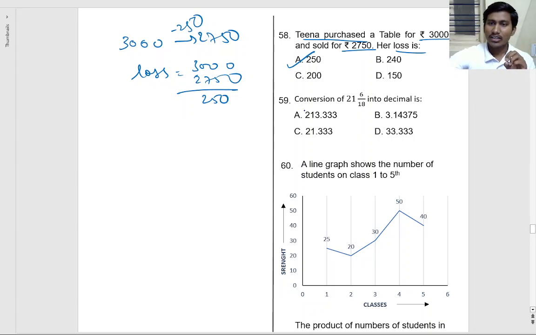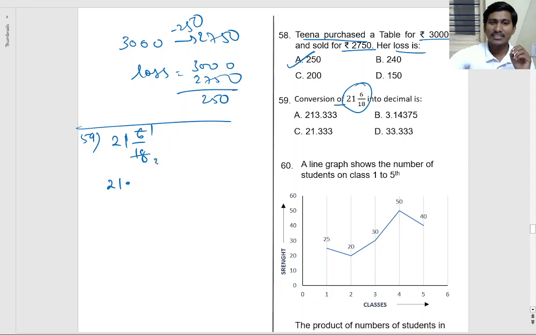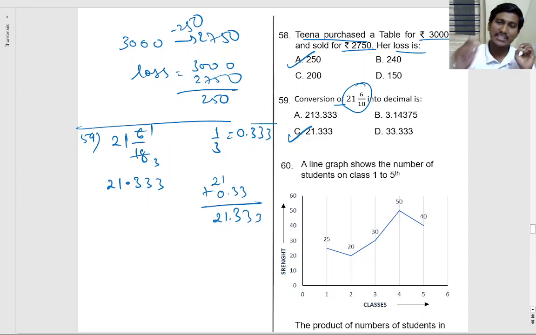Okay, so next, conversion of 21 and 6 by 18 into decimal. So here, question 59, 21 and 6 by 18. We know 21 and means 21 point will come. Here 6 ones are 6, 6 threes are 18, that is 1 by 3, we have to divide it, right? 1 by 3 is 0.33333, but it will repeat, right? So 21.3333 will be the answer. If you add 21 plus 0.333, that will be 21.33333. So which option? Option C is the answer here.